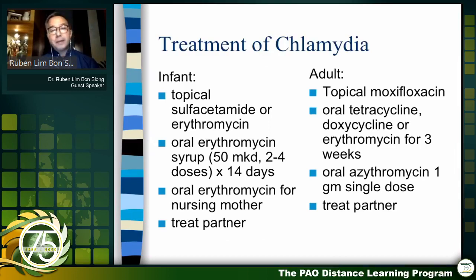For the parent, if the mother is nursing, then you have to give erythromycin also to the mother, or you can also give azithromycin. That's another option. And treat the partner. For adults, you can give topical moxifloxacin. If we don't have topical, it's fine. Actually, the systemic is more important. Nowadays we just give oral azithromycin at 1 gram single dose. It's much simpler and the compliance is quite high, because if you give tetracycline, doxycycline, or erythromycin, you have to give it for 3 weeks. Oral azithromycin is only 1 gram single dose, and also treat all the partners of the patient.